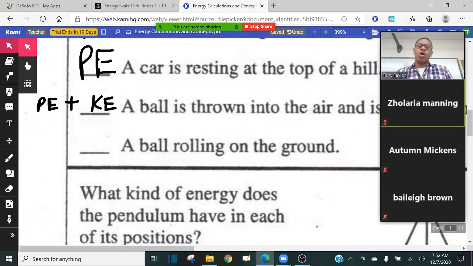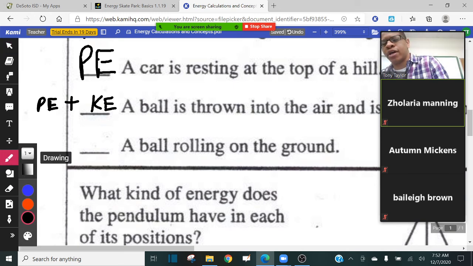A ball is rolling on the ground. It's rolling on the ground. So if it's on the ground, that means it has no potential energy, but it's in motion. So that means it has all kinetic energy. Okay.